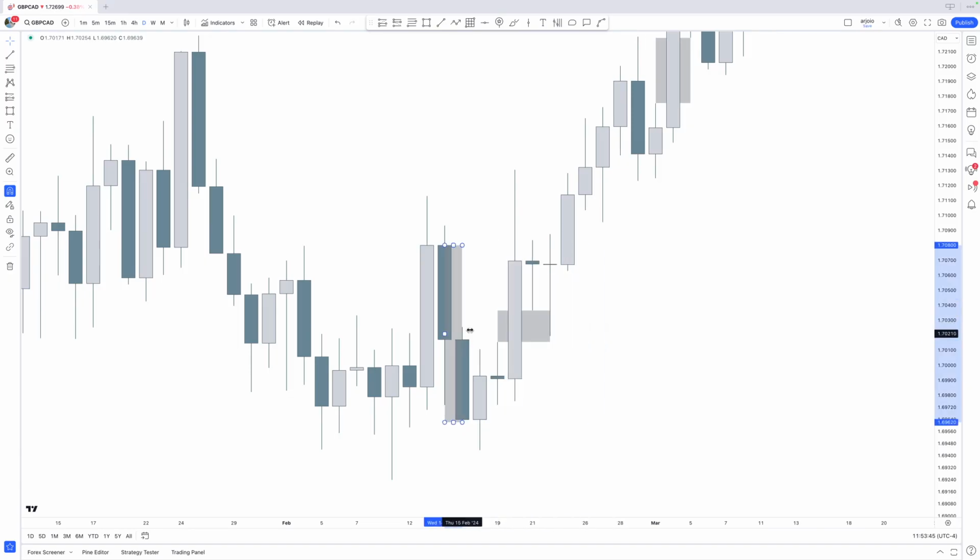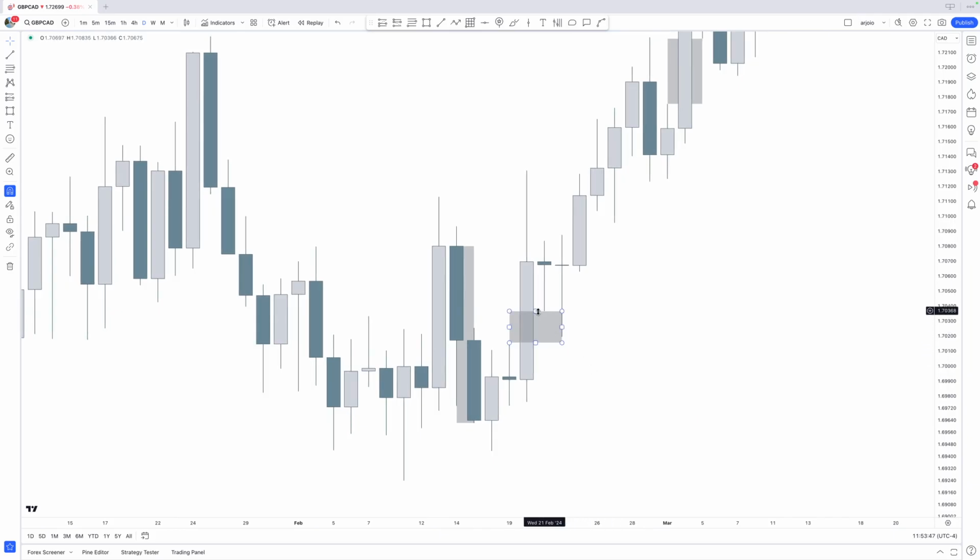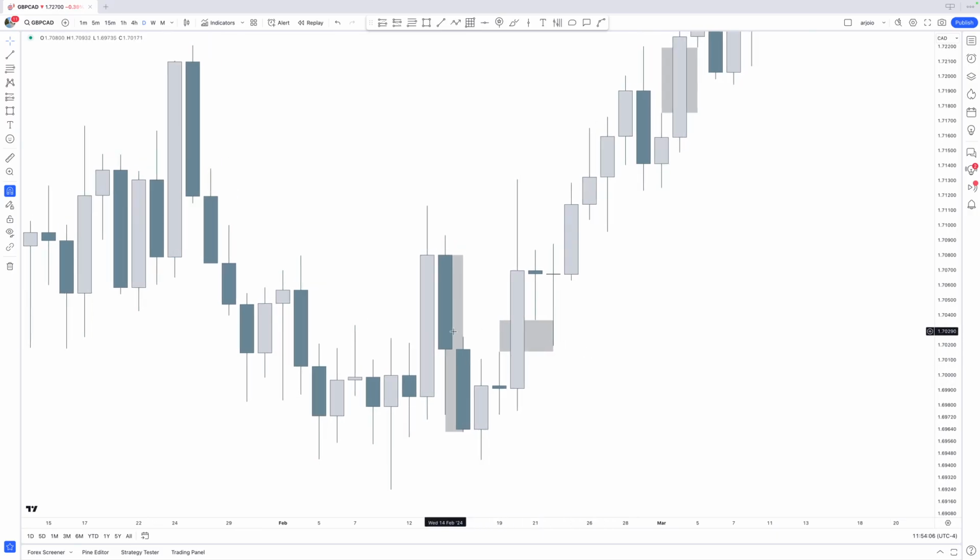So when you have a situation like this, where the fair value area is the first line of defense, then the fair value gap is going to become the overlapping defense right there. I'll show more examples after this as well. And in this case, this is lower probability.